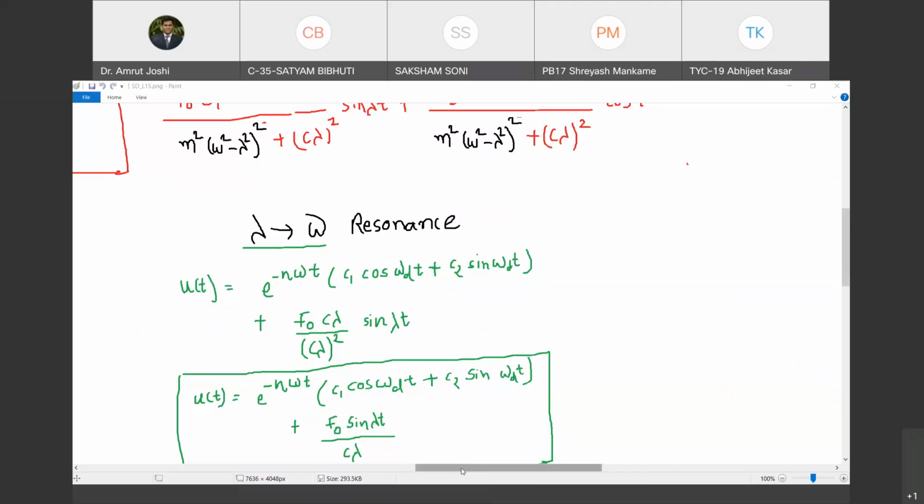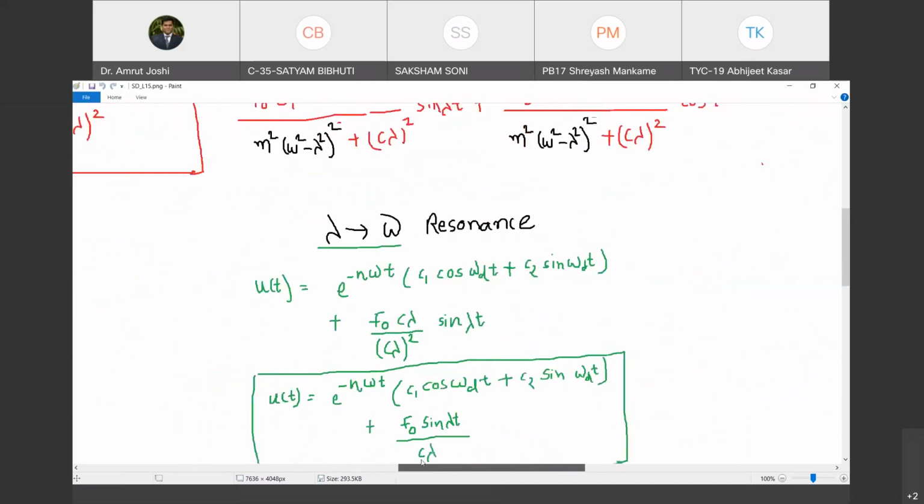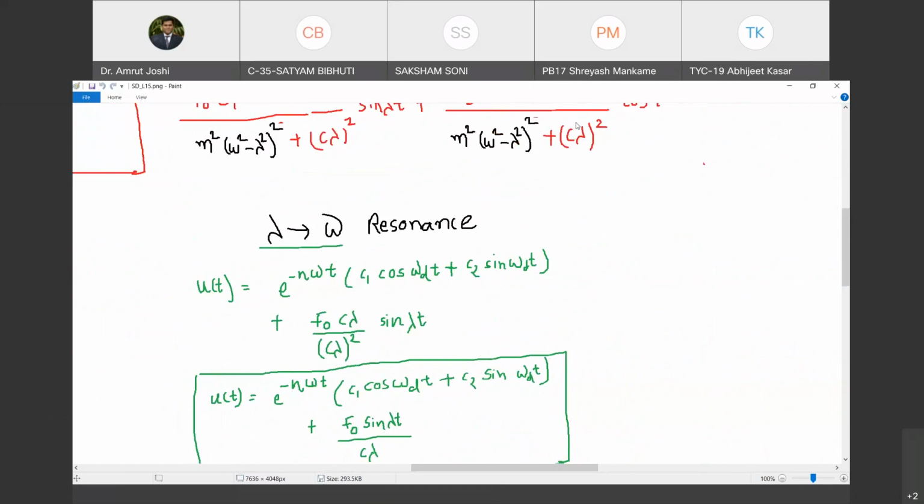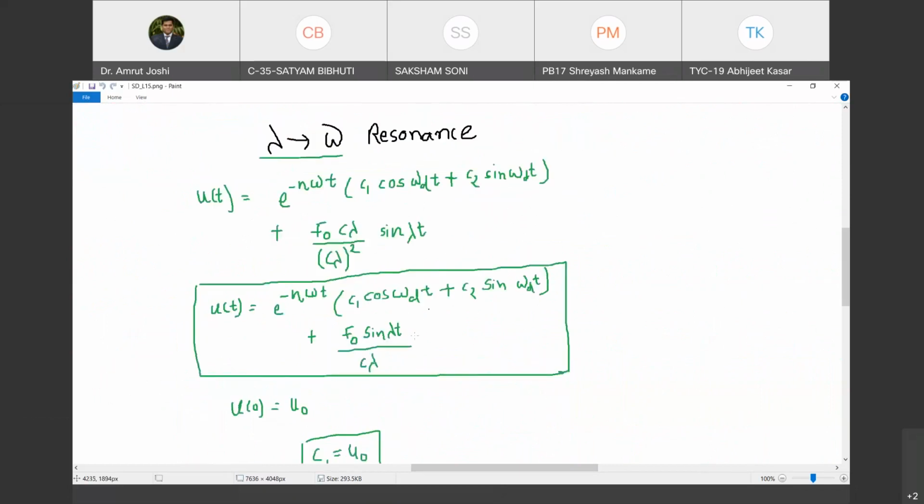In yesterday's class, what we have seen is the response of a single degree of freedom system, but a damped single degree of freedom system, to the phenomenon of resonance. So when the forcing frequency becomes or tends to be equal to the natural frequency of the system, this is the response of the system that we have got.